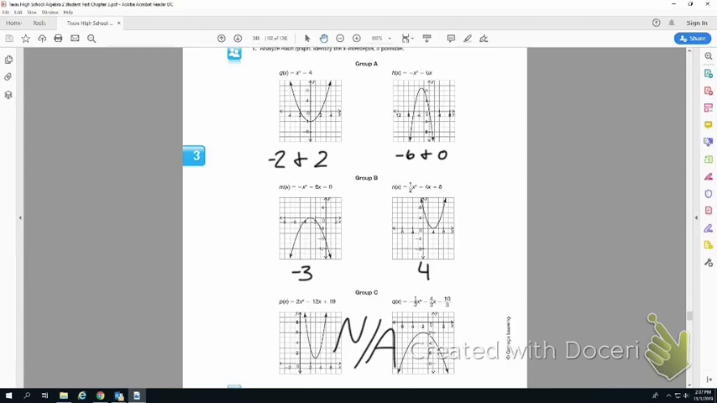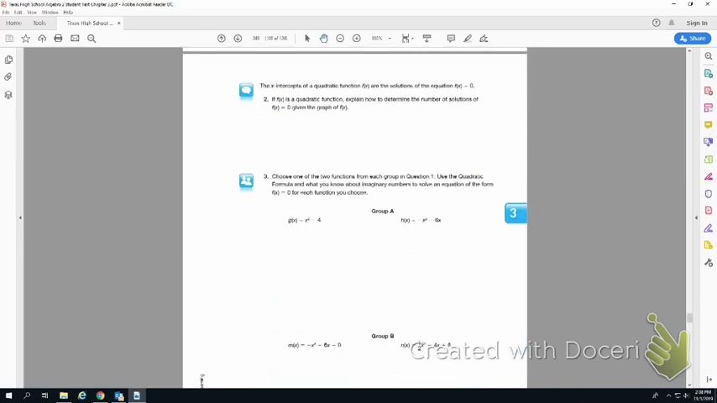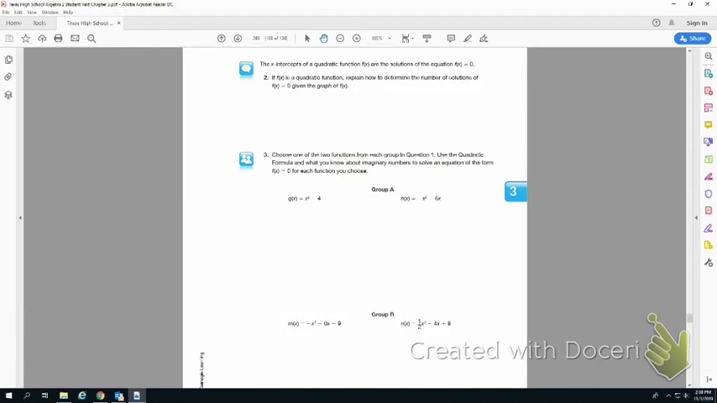So what we're going to do on the next page is we're not going to do the quadratic formula for each equation. We're just going to do it for one equation per group. Okay? And then we're going to look how doing that quadratic formula is what gives us those solutions. So looking at this first question.